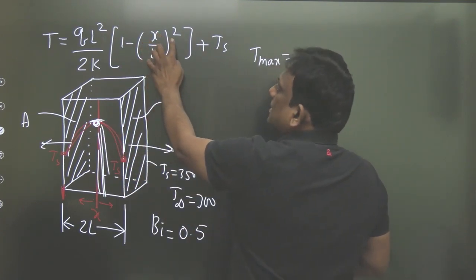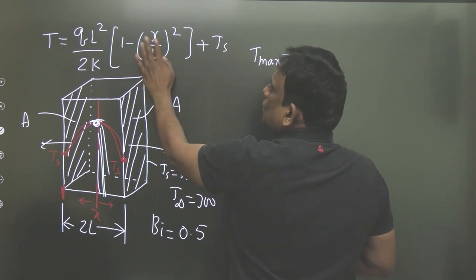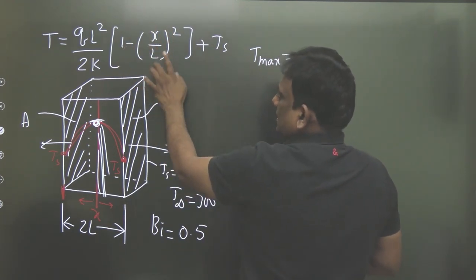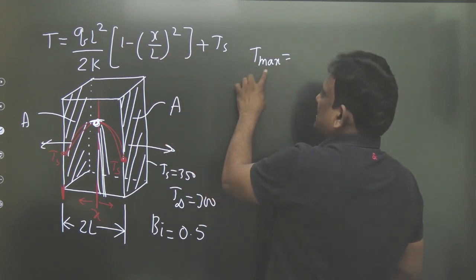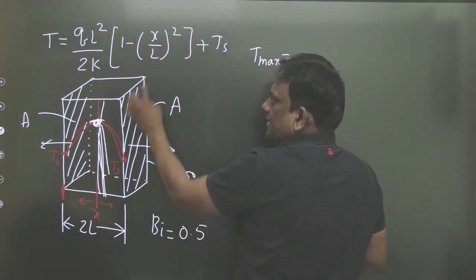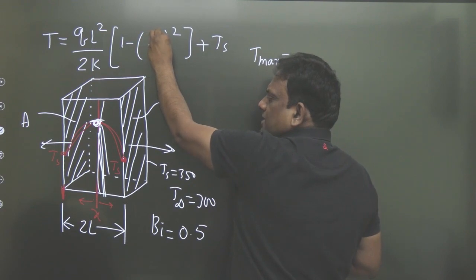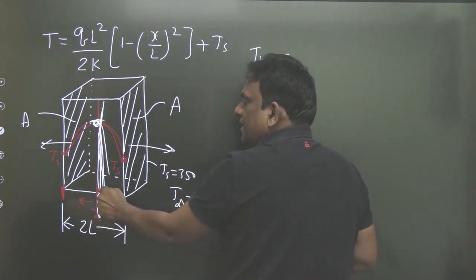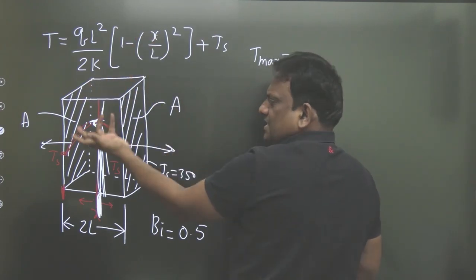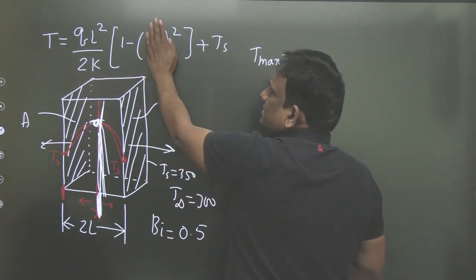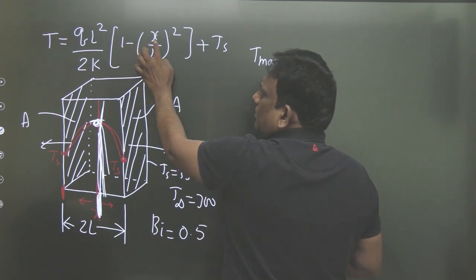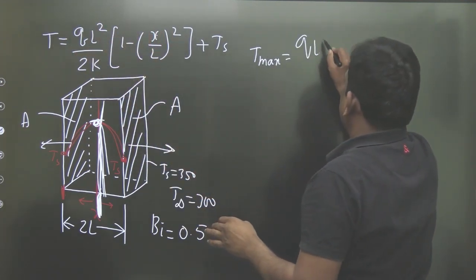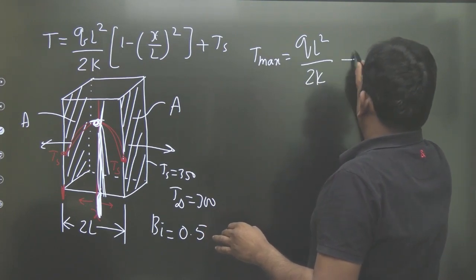X को 0 put करना. 0 तो ये 0 square ये तो 0 हो जाएगा. 1 minus 0 is 1. क्या होगा सर? Let me repeat. I want the maximum temperature. Where is the temperature maximum? At the center. So at the center means x is 0. X is measured from here. Center से. So therefore x 0 है. Temperature is maximum. So 0 by something. This is 0. 1 minus 0 square is 1. ये तो 1 आएगा. मतलब यही बचेगा. So therefore it is QL square by 2K plus Ts.